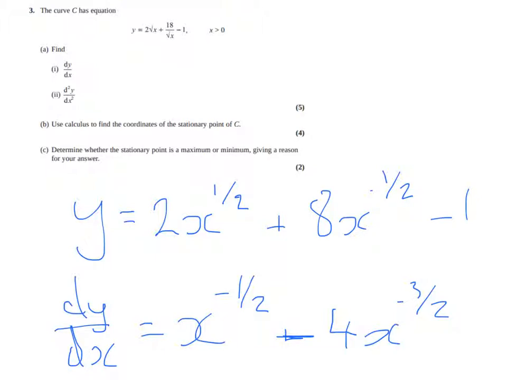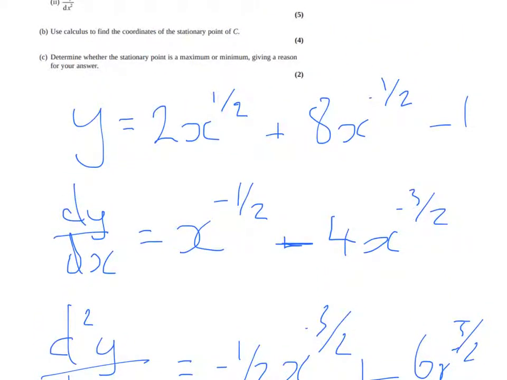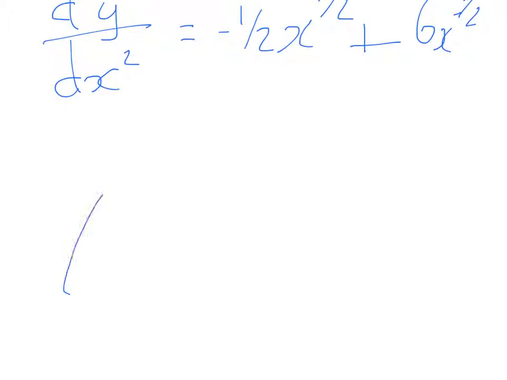Part B then says, use calculus to find the coordinates of the stationary point of C. Now essentially this graph, y equals 2x to the half plus 18x to the minus half minus 1, is a curve. And on a curve, it can have stationary points. It can have a maximum point where it stops and goes back down. It can have a minimum point where it stops and goes back up. Or it can have what's called a point of inflection, where it stops and then carries on again. The thing that they all have in common is they've got a gradient of 0. So we use dy by dx equal to 0.